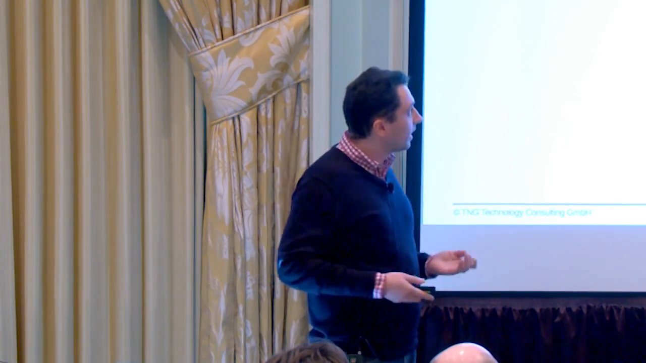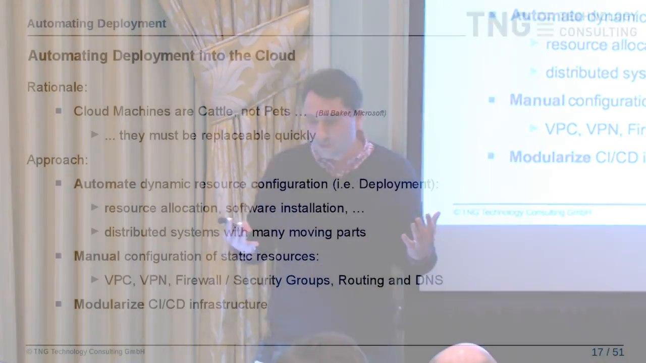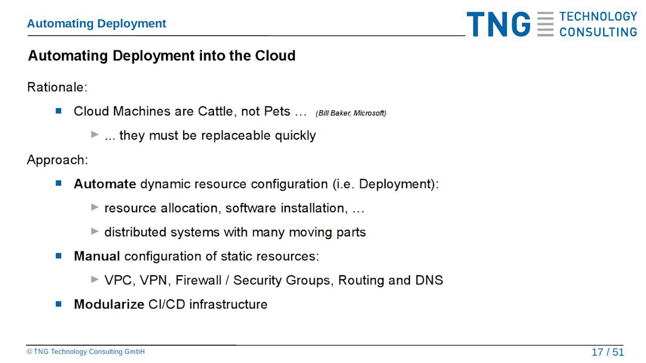A very important thing when it comes to cloud infrastructure is that you consider cloud machines as cattle and not as pets. So I think it's a very known saying from Bill Baker at Microsoft. I think it's the original attribution. And so one should be prepared that they die and that one has to replace them quickly. And with that mindset, also the rest of the infrastructure was built. And there are three main things that we stick to in that phase.